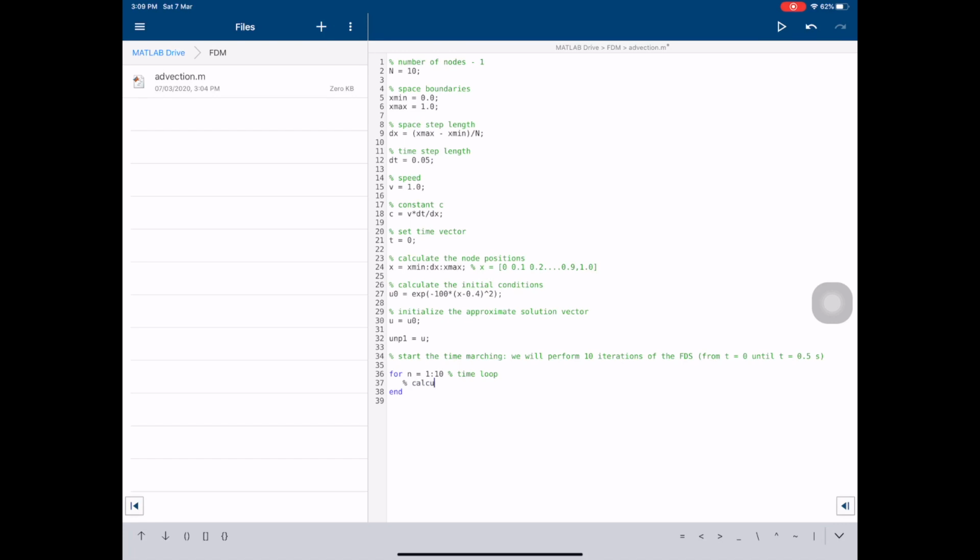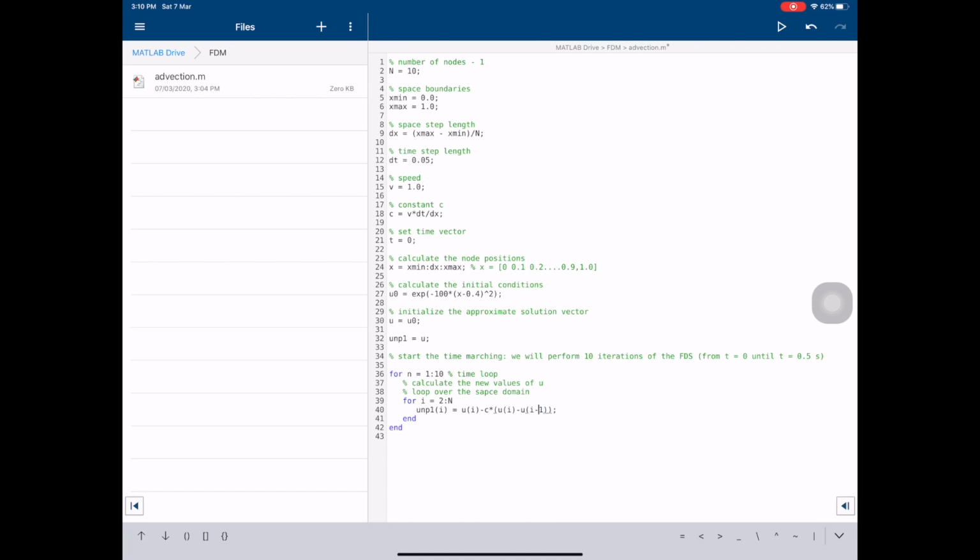Then what we do, we calculate the new values of u, the approximate solution. So we will loop over the space domain. So here we put for i is equal to 2 until n. So we just write un plus 1 of i is equal to what? u of i minus c times the difference u of i minus u of i minus 1.